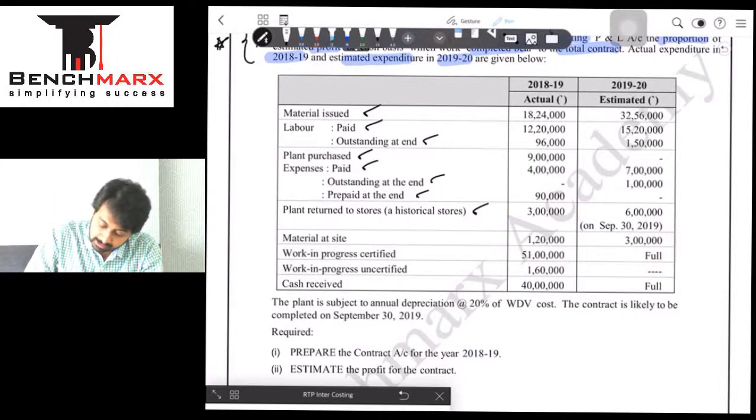ठीक है. Materials at site, ये closing लग रहा है. ठीक है. Work in progress certified. ठीक है. Work uncertified. ठीक है. This will be assumed at contract price and this will be assumed at cost.